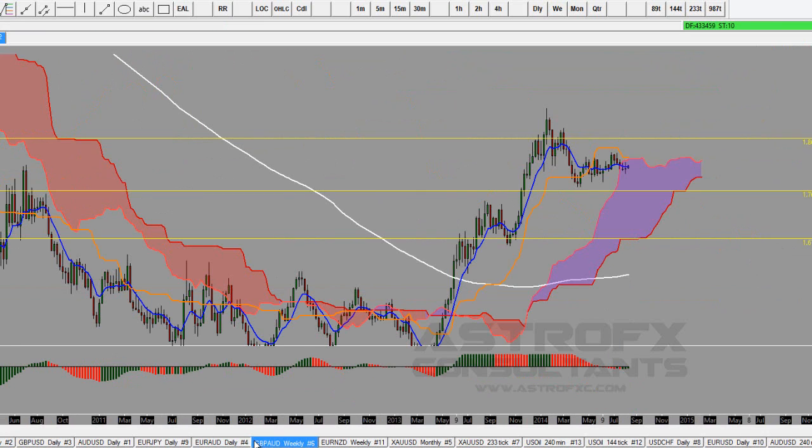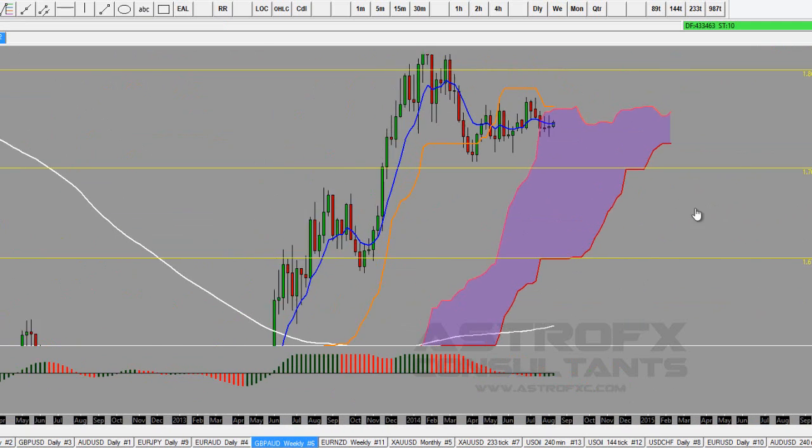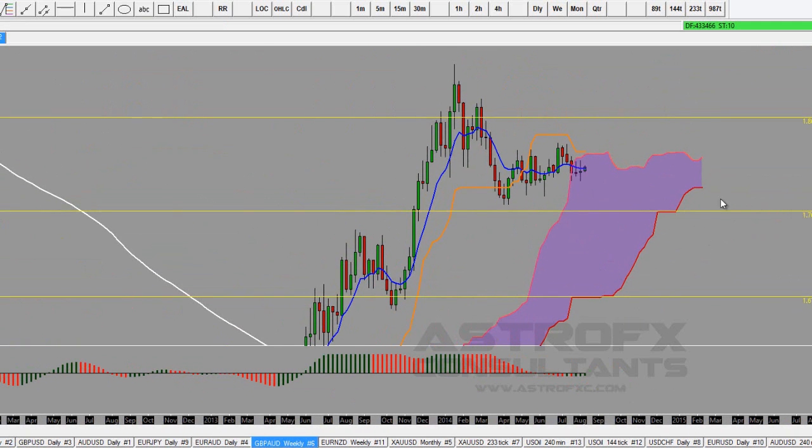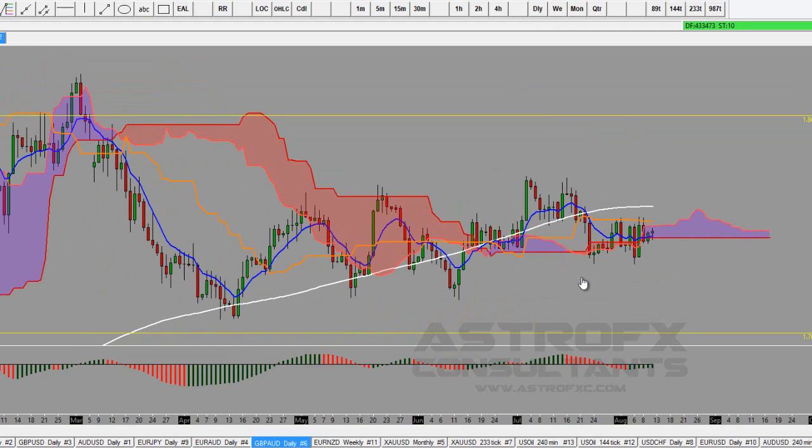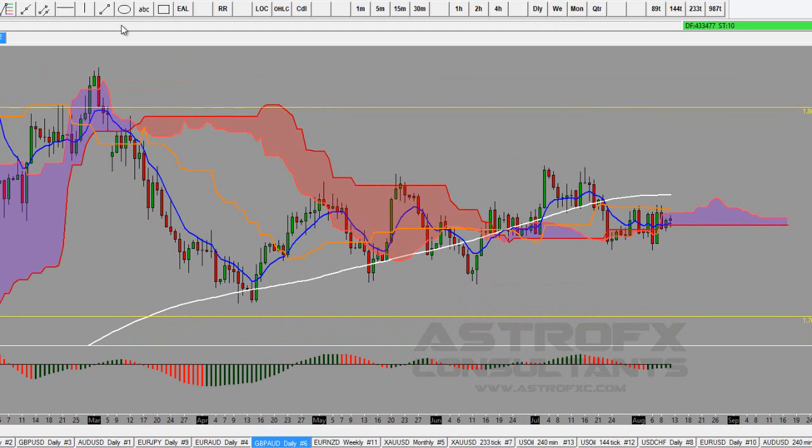Okay, so the next pair I wanted to briefly go over is GBP AUD on the weekly. I've been bullish on this pair for quite some time. As you can see, we're coming into the cloud now, the dynamic area of support. Again, very choppy market. Let's go down to the daily, see if we can get more clarity on this pair.